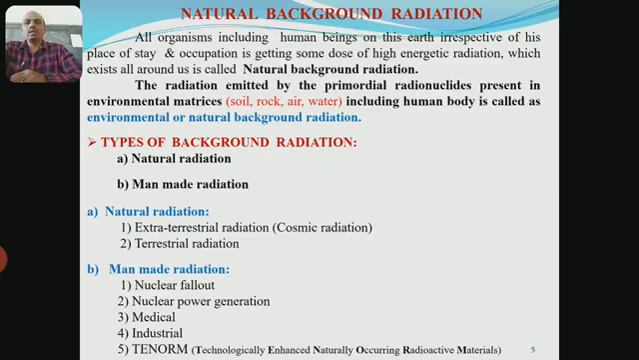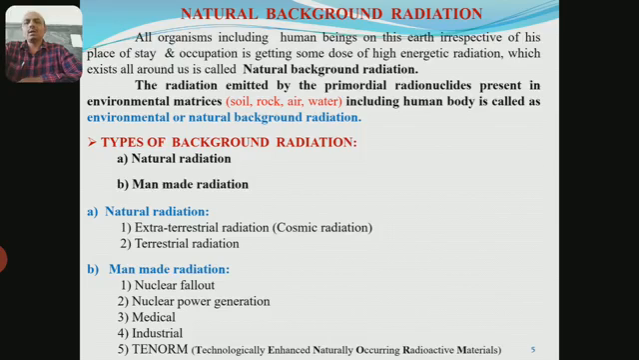Natural background radiation. All organisms, including human beings on this earth, irrespective of the place of stay or occupation, are getting some dose of high energetic radiation, which exists all around us, known as natural background radiation. There are two types of background radiation, that is natural background radiation and man-made radiation.